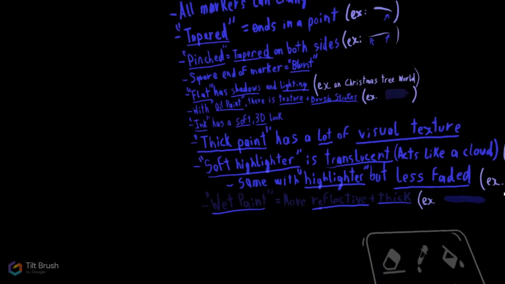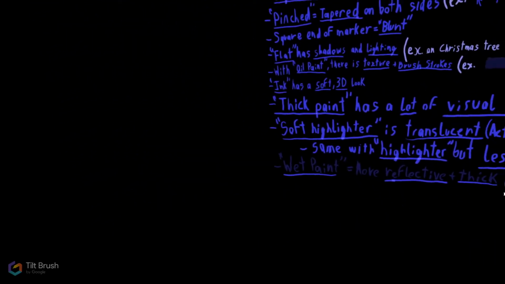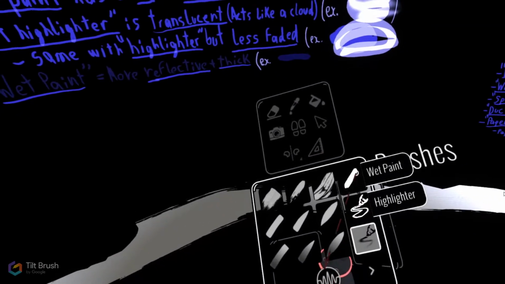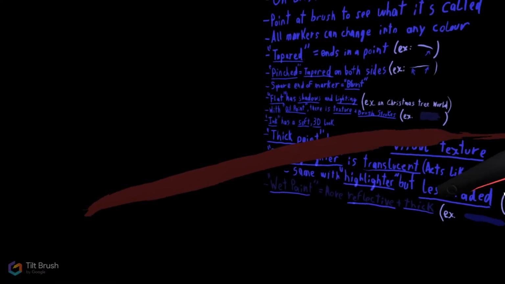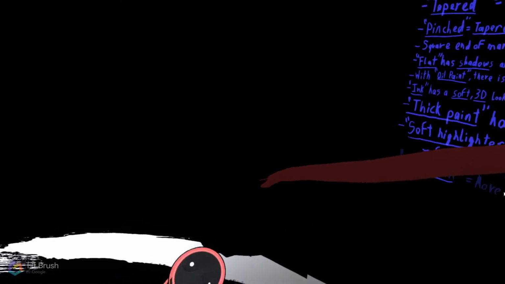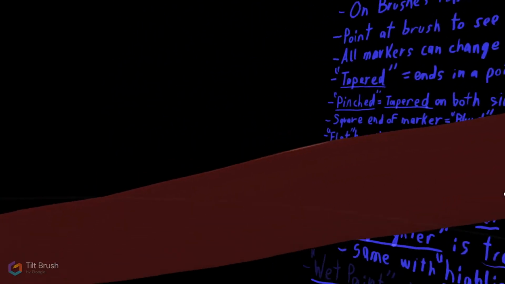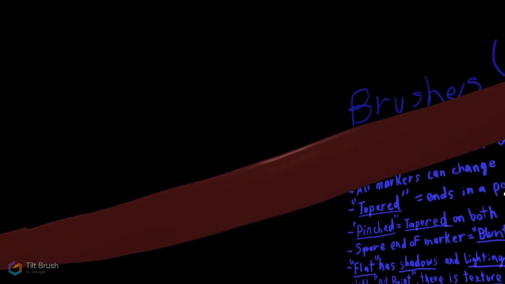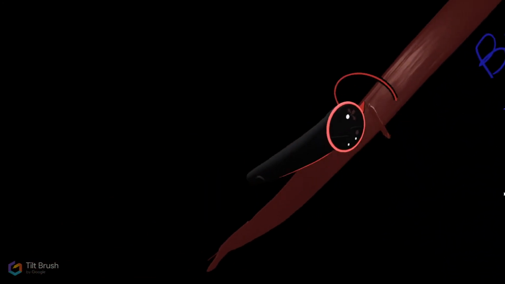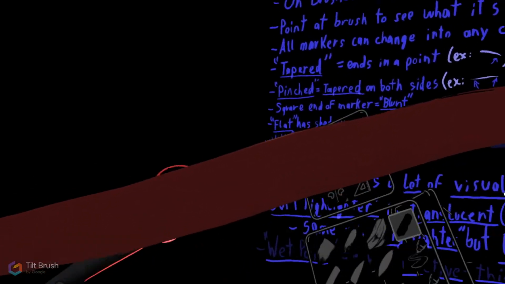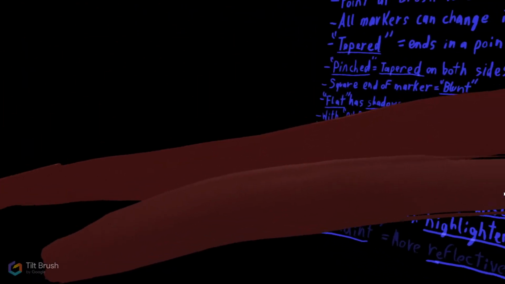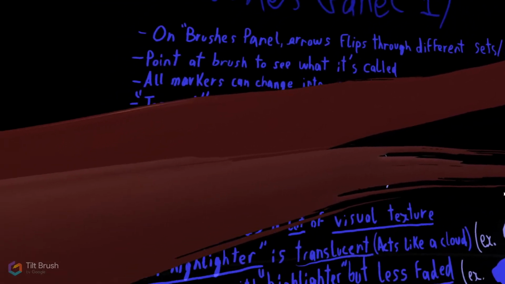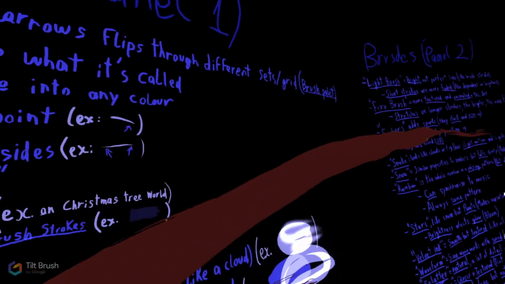And then the wet paint is the last one from this group, which is more reflective and thick than some of the other ones. So here you can see, especially when you look from the bottom, you can see all the reflections. So it's very reflective and it's very thick. It's actually very similar, I would say, to the ink. If you look at them side by side, I would say it's a bit more solid and less textured, maybe.